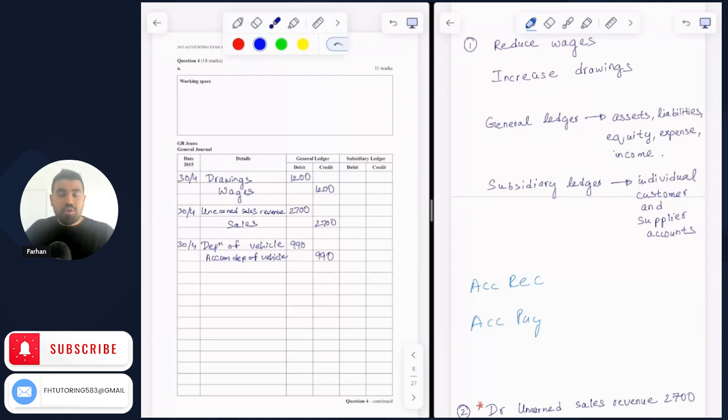So by now, we're 100% confident that the subsidiary ledger, in this case, only has the individual records for each customer and each supplier that the business has. Therefore, since we are recording drawings and wages, it doesn't really fit into this category of accounts receivable and accounts payable. Therefore, we do not have to record them in the subsidiary ledger, but rather in the general ledger. So that is what we have done here. So at the end of 30 April 2015, we are debiting drawings by 1,200 and we're crediting wages by 1,200.